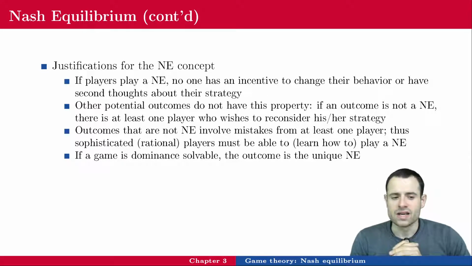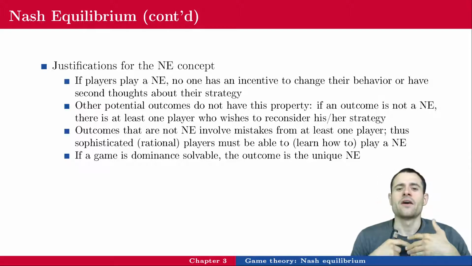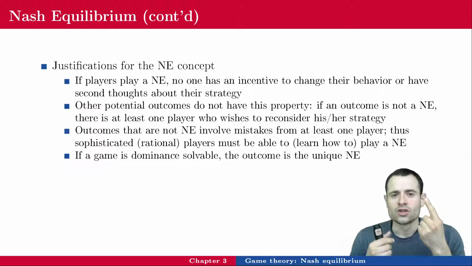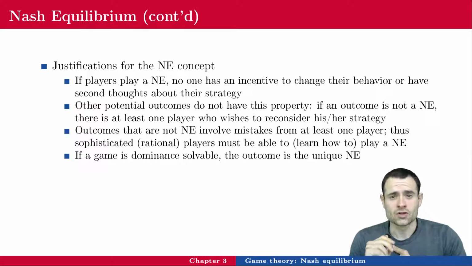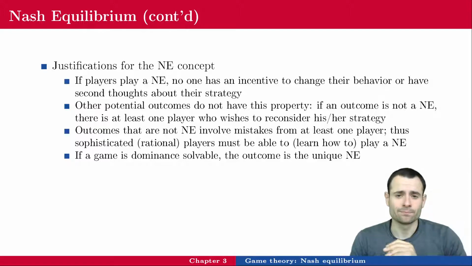The other thing is, if a game is dominance solvable, so we can find one solution, one equilibrium using iterated elimination of strictly dominated strategies, then the outcome is the only Nash equilibrium of the game, and it is also the outcome. So it is a prediction.